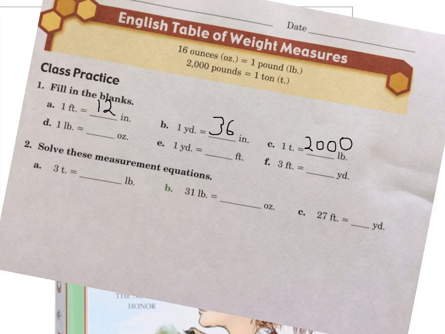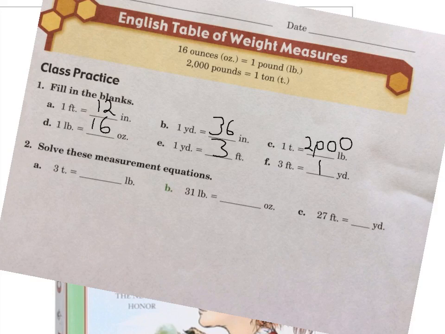D, 1 pound equals how many ounces? 1 pound equals 16 ounces. E, 1 yard is 3 feet. And F, 3 feet is 1 yard. Okay, let's go ahead and look at number 2 now.